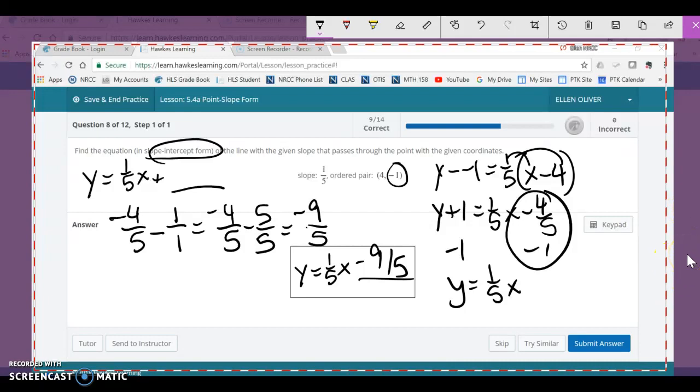Wait a second. 1/5 x. Yeah, no, that's right. That's right. I thought I had forgotten to go back. 1/5 x minus 9/5.